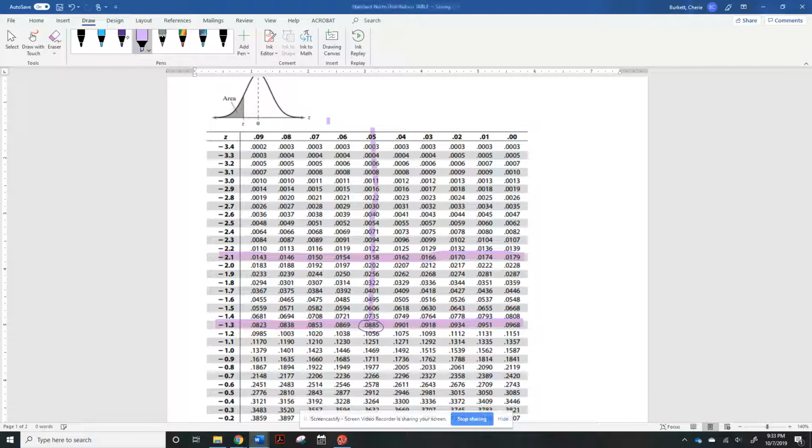So right between these two would be 0.065. Halfway between 0.6 and 0.7 would be 0.65. So right halfway between these two right here is going to be the number that I need. So this number right here is 150. This number right here is 154. So what do you think is halfway between them? What about 152? 0.0152.